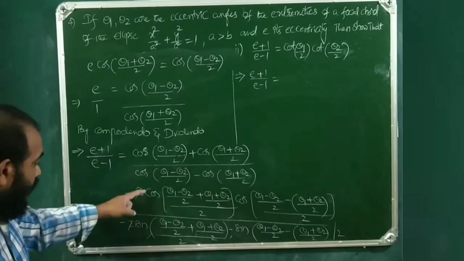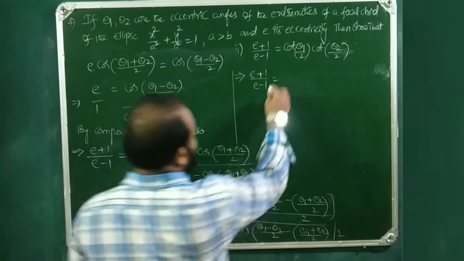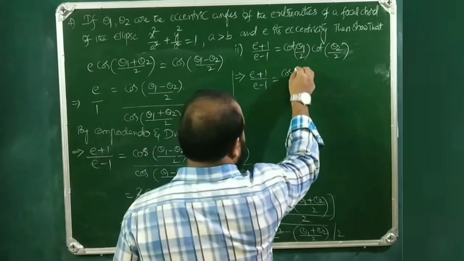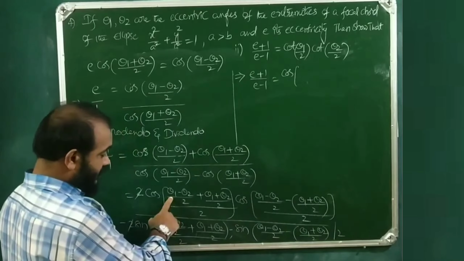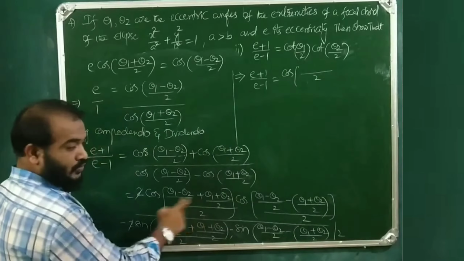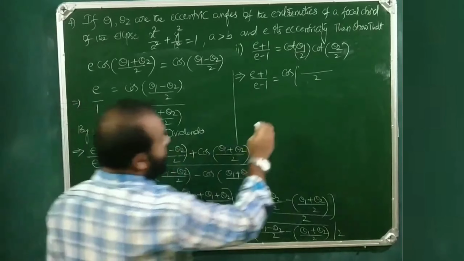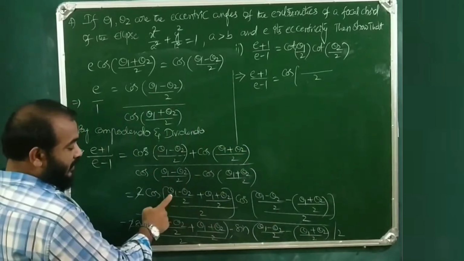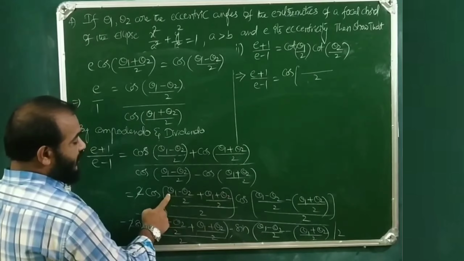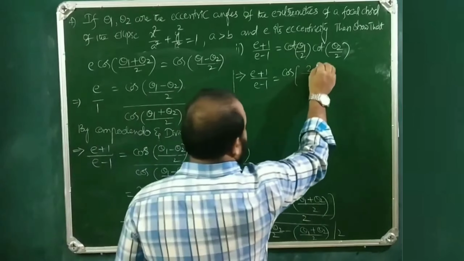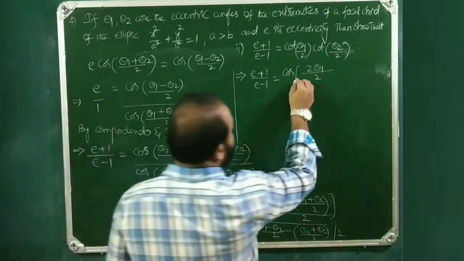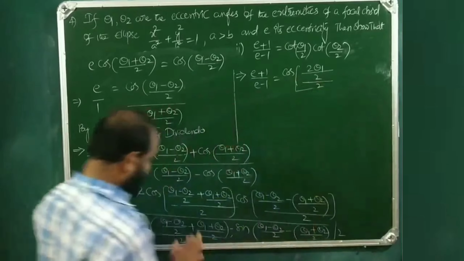This is cos of (theta 1 minus theta 2)/2. So 2 is the LCM for both of them. Theta 1 minus theta 2 plus theta 1 plus theta 2, the theta 2 gets cancelled. Theta 1 plus theta 1 is 2 theta 1, by 2, by 2.